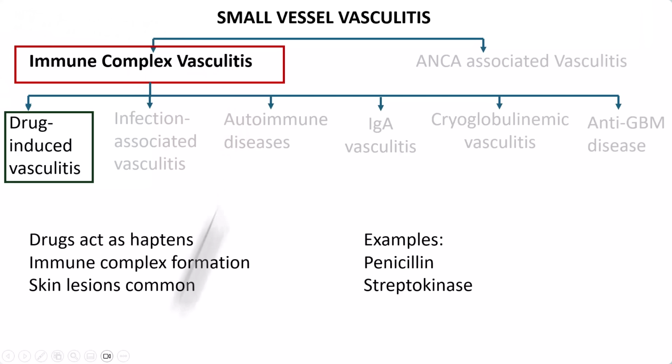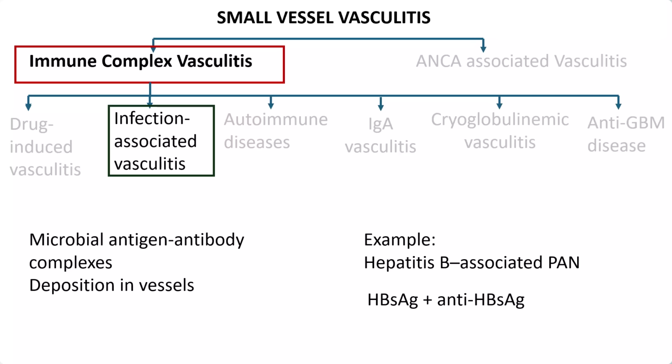In drug-induced vasculitis, the drug acts as a hapten, and there is immune complex formation. In drug induced vasculitis, the most common manifestations are skin lesions. Examples of drugs which can cause vasculitis are penicillin and streptokinase. Infection associated vasculitis is where the microbial antigen antibody complexes get deposited in the vessels. Example, hepatitis B associated polyarteritis nodosa. That's an example of infection associated vasculitis, where HBsAg plus anti-HBsAg form the immune complexes.